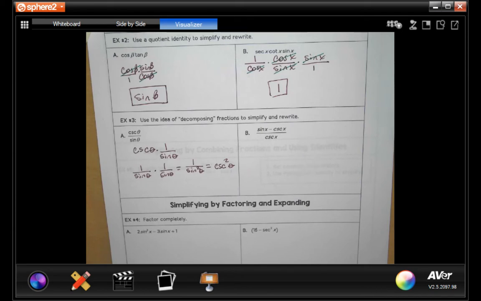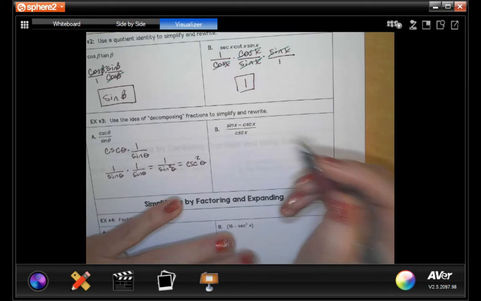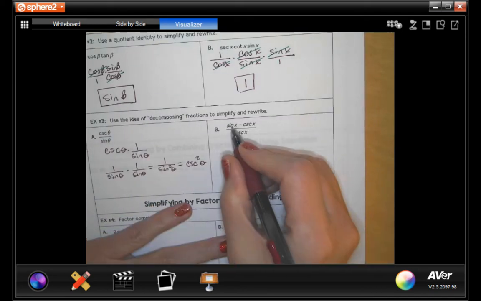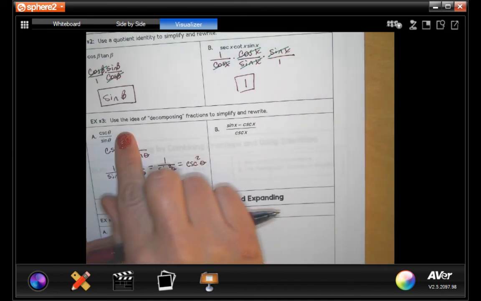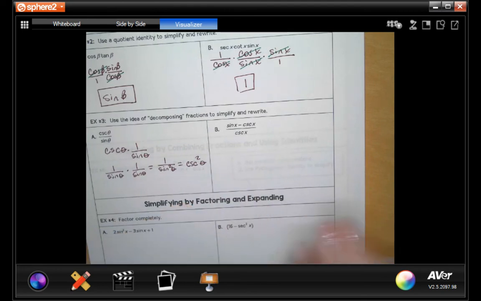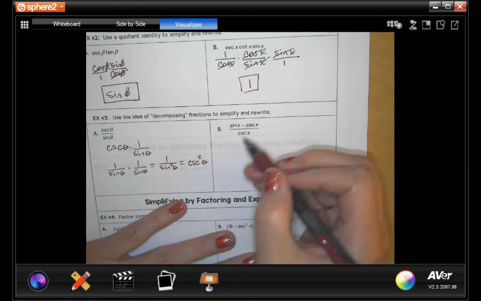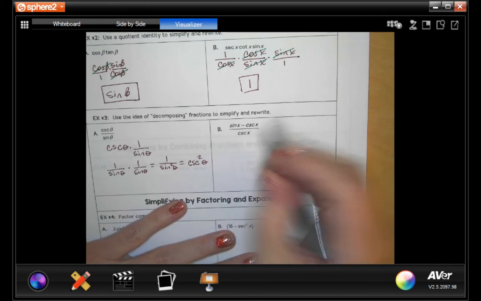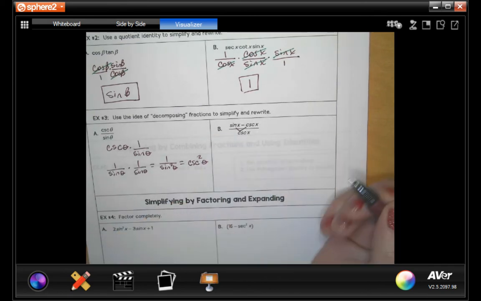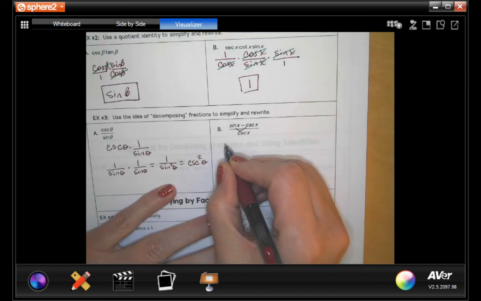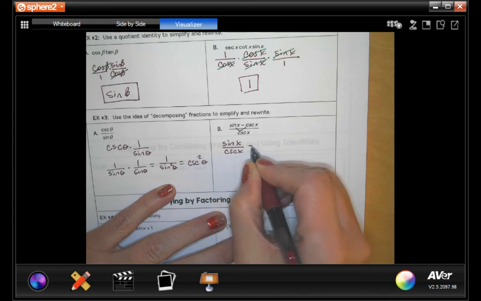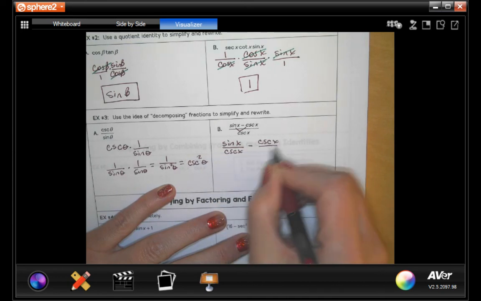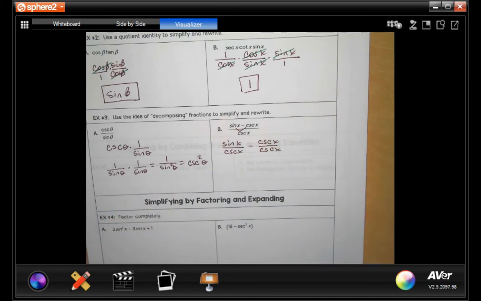Okay, so if we look at B, sine x minus cosecant x over cosecant x. So again, we would decompose these, which in the last one meant that we wrote it as a product, right? It was just 1 over sine instead of divided by sine. Now this one, because we have a difference in the numerator, both of these are getting divided by cosecant x, right? So I could write this as sine x over cosecant x minus cosecant x over cosecant x.